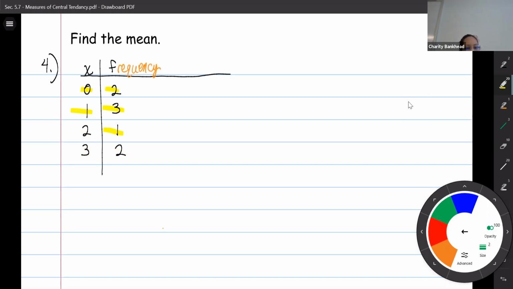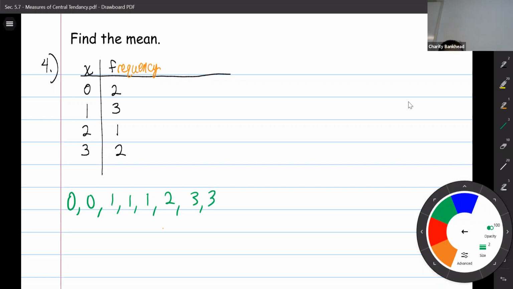Okay, so if I was to write out my data set, I would have 0, 0, and then, wait a second, no, not 3. Sorry, 1, 1, 1, and then 1 two, so there you go, and 2 threes. There. So that would be my data set.